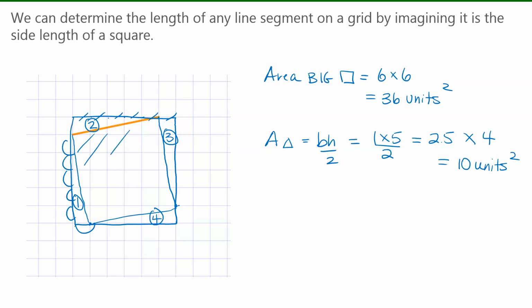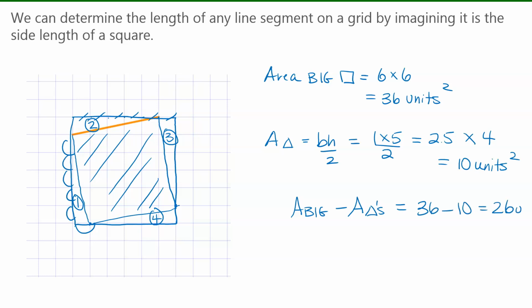So then to find the area of this square inside, I would take the area of the big square and subtract the area of the triangles, and that's 36 subtract 10, which is 26 units squared. So if I wanted to find the length of this line segment, which ends up being the side of that square, I would then take the square root of the area, so the square root of 26, and it would be just square root 26, and we'll say units. And again, in the next section, we'll learn how to estimate square roots.